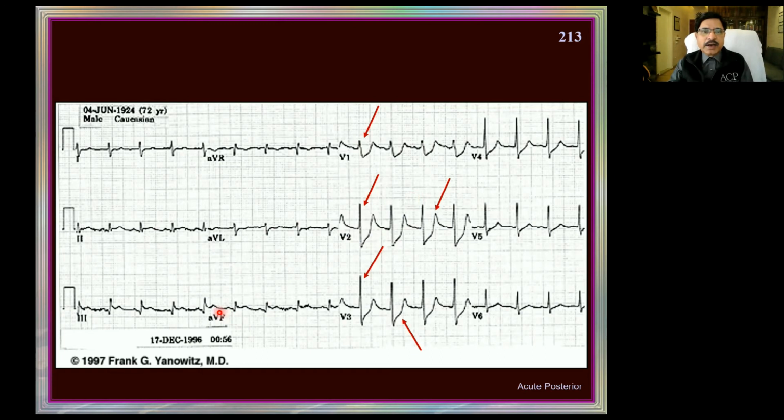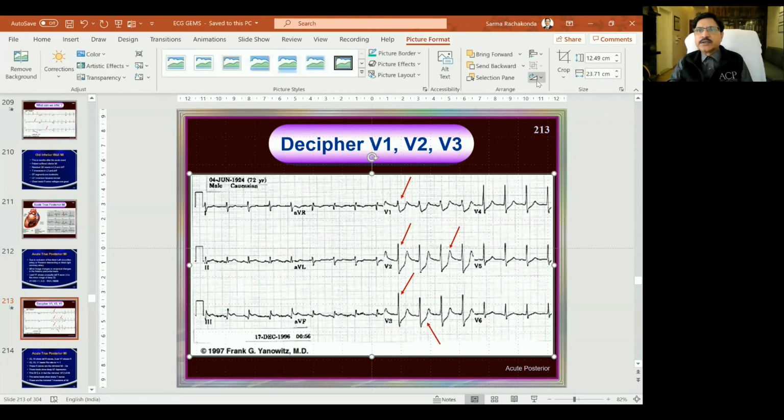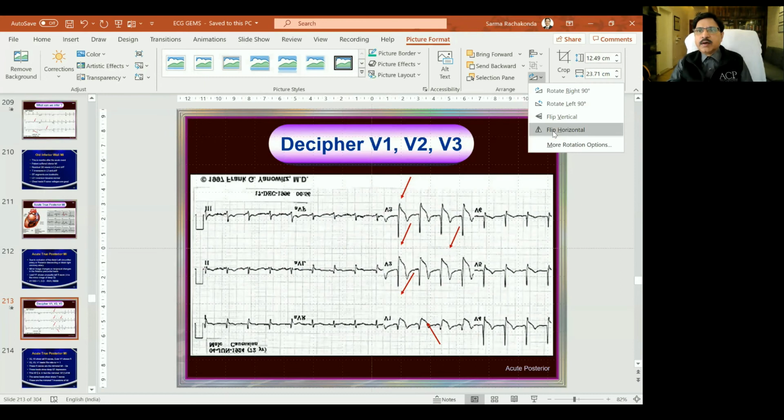So there is a little anterior also, and inferior also slightly seen. So it could be an acute posterior-inferior or, basically, posterior wall infarct. The lateral wall is normal, as you can see here. Okay. We will flip this image and see. I selected this image, and in picture format I just wanted to flip it horizontally.